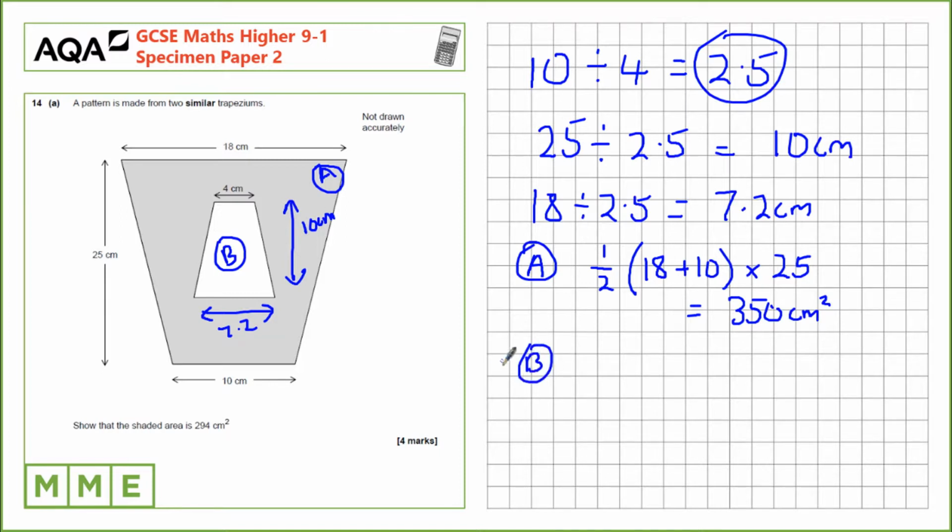For the small shape, we'll do the same thing. So the average of the two parallel sides, that's 4 plus 7.2, multiplied by the height of 10, which gives us an area of the small shape of 56 centimeters squared.